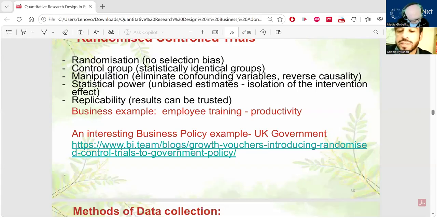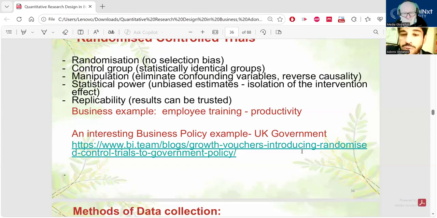The reason is very simple. You are neutralizing their effect eventually. You don't remove the effect overall, but you are neutralizing it. So that means most of those impacts are going to cancel each other out exactly because of this randomization process. And that is very important for us when it comes to inferential statistics, right? A business example is how employee training could influence productivity, for example.